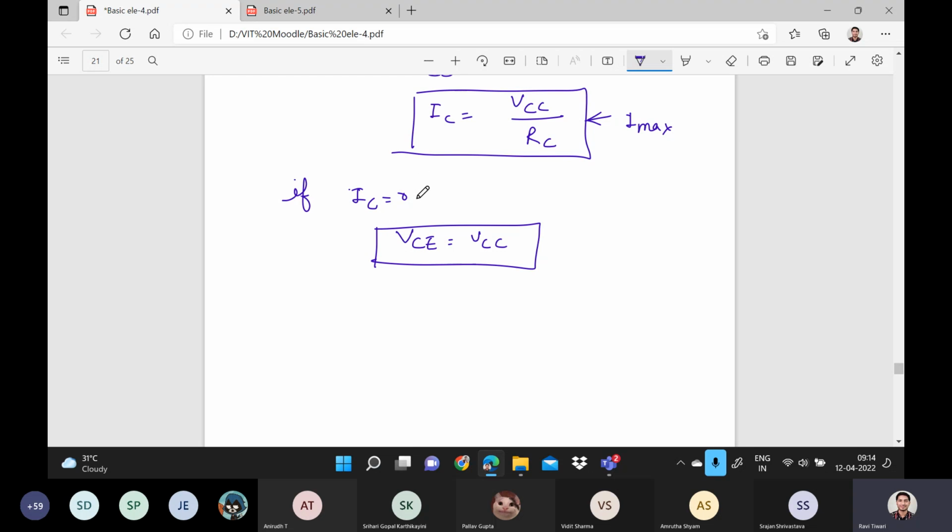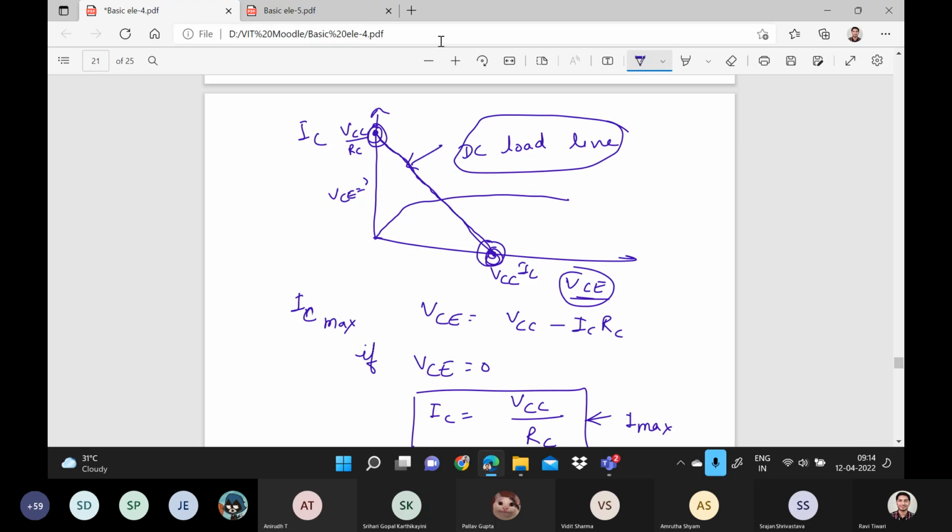So by this, you can make a DC load line. And when this DC load line cuts your characteristic, it is called the Q point. This is called a Q point. This is the best point for amplification.